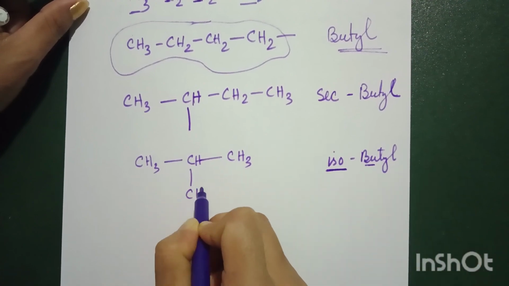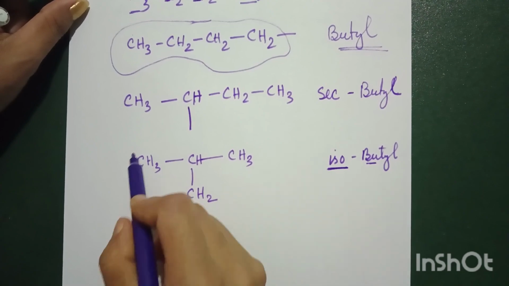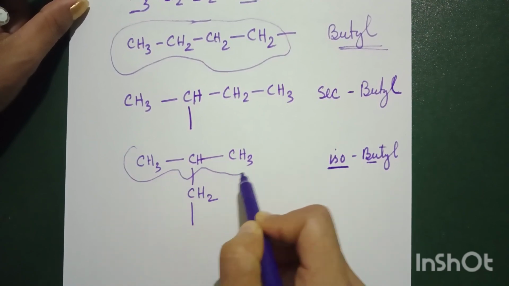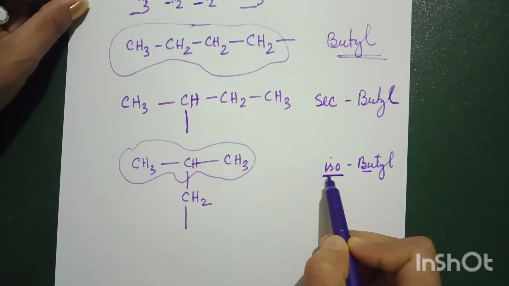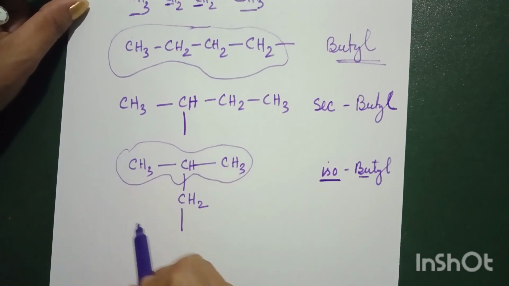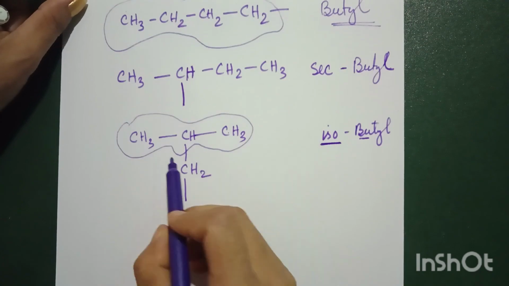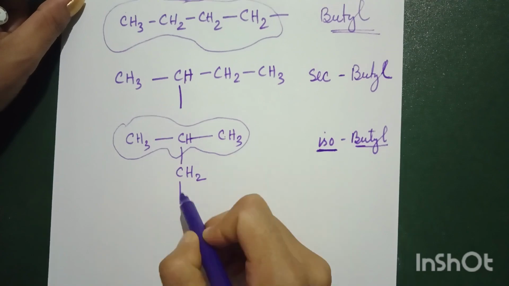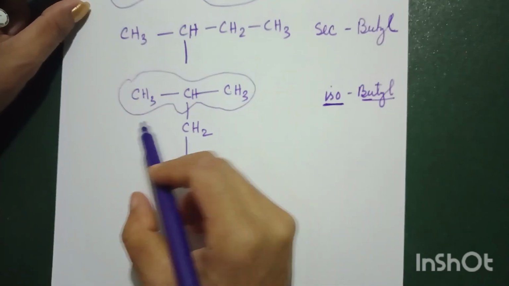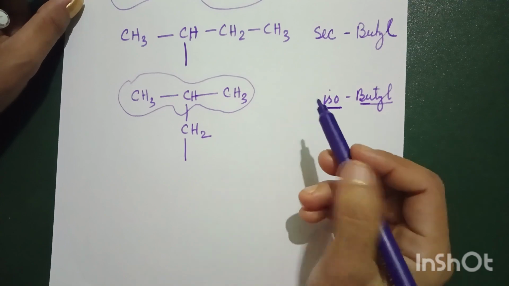So CH2. Okay. So this is C. We have seen the form of C connected to two methyl groups. So this is iso. But total the structure contains how many carbon? 1, 2, 3, 4. So this is your isobutyl. Why butyl? Because there are 4 carbons in total. Okay, so this is your isobutyl.